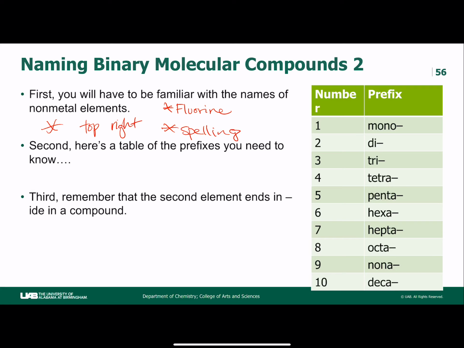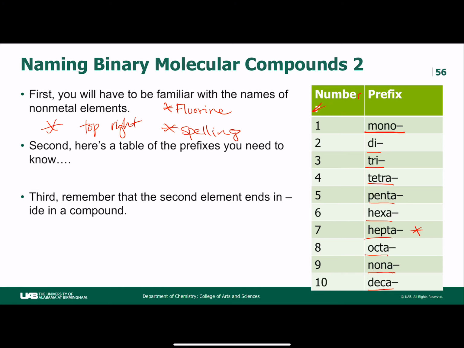Now here are the prefixes that you need to know. If you have one thing of the second element, you'll use the prefix mono. If you have two of either element, you'll use the prefix di. So if you have two nitrogens at the beginning, you will have dinitrogen. Okay. You'll have tri, tetra, penta, hexa, hepta, octa, nona, and deca. Okay. Not septa. Note that one. Students get that one wrong every now and then.